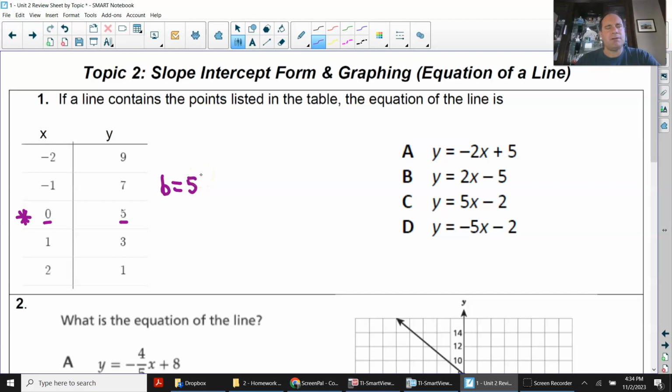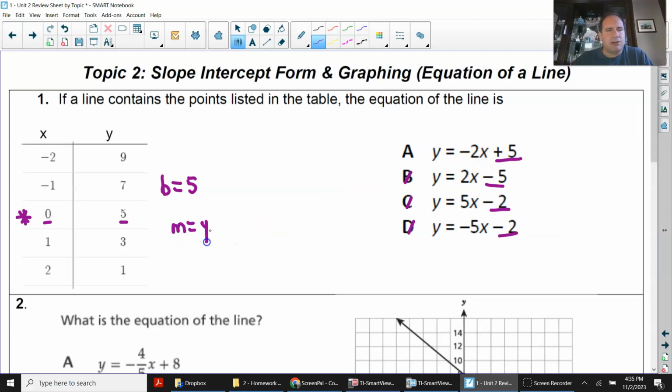So you have to identify that quickly. So if b equals 5, you have 5 here, you have negative 5 here, negative 2 here, negative 2 here. B, C, and D are out. I didn't even have to calculate the slope because the y-intercept is 5. We don't even need to do the slope, right? So that's it. But the slope definitely is going to be negative 2.